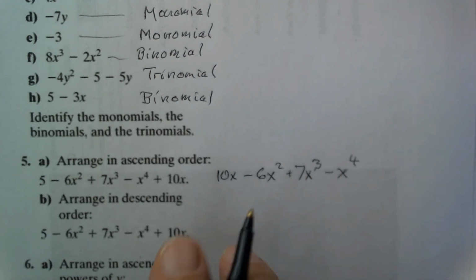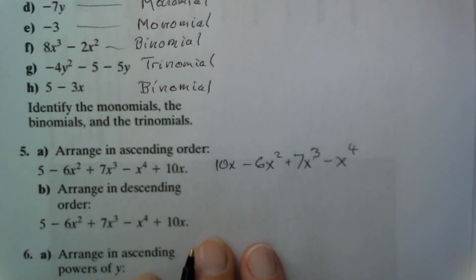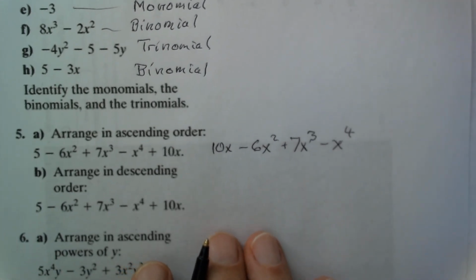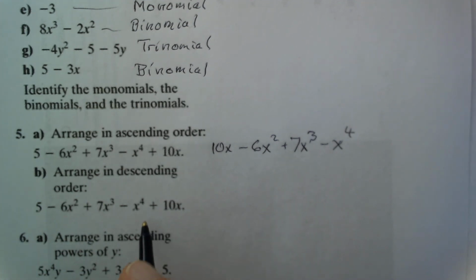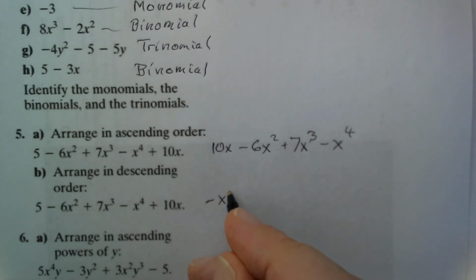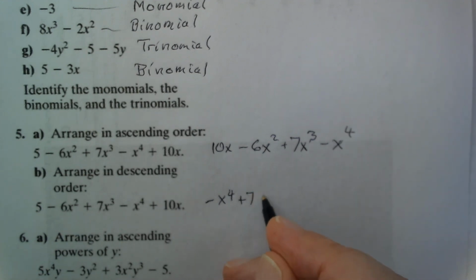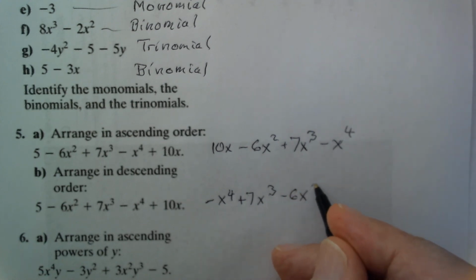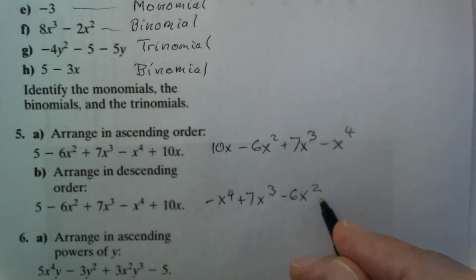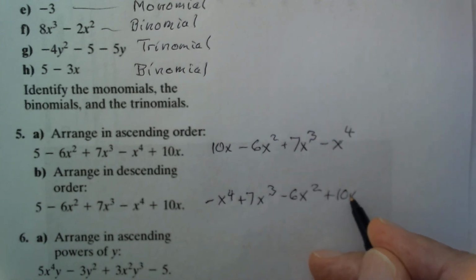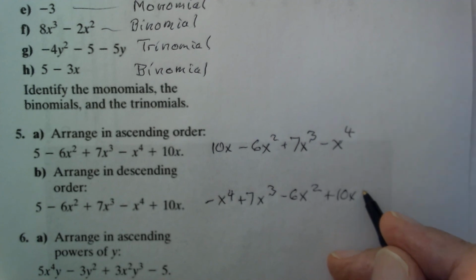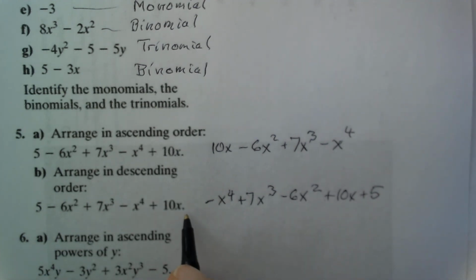That's the ascending order. And then when we have a polynomial to arrange in descending order, it's the other way around. We start with the highest power first, so in this case it would be x to the fourth, so minus x to the fourth. And then we have plus 7x to the third, and there's a term with x squared, so minus 6x squared, and then we have plus 10x, and we have the constant term of plus 5. So this polynomial is now arranged in descending order.